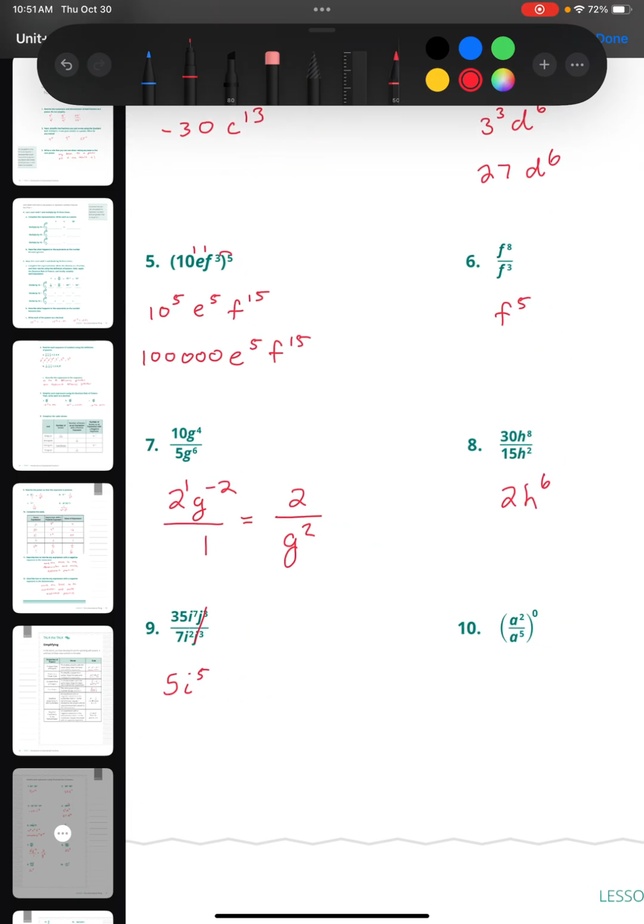And then the last one on this page, 10a to the 2nd over a to the 5th, but notice all of that in parentheses is raised to the 0 power, and anything to the 0 power is 1.